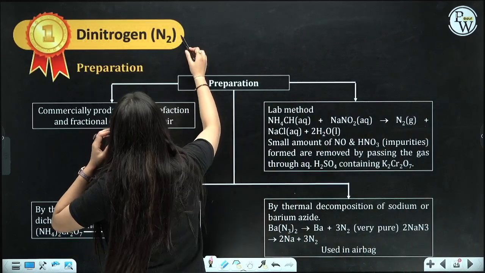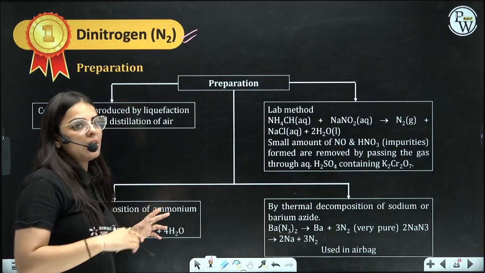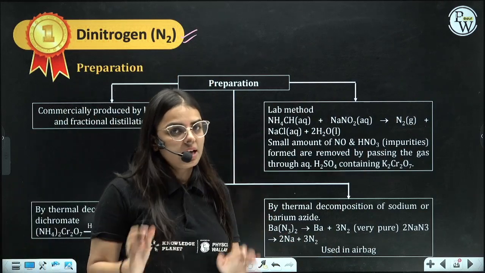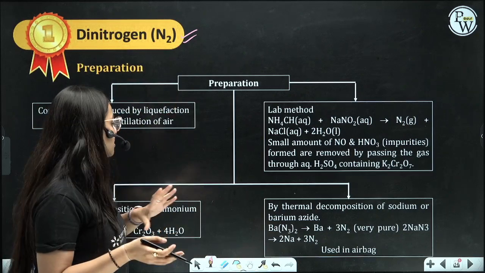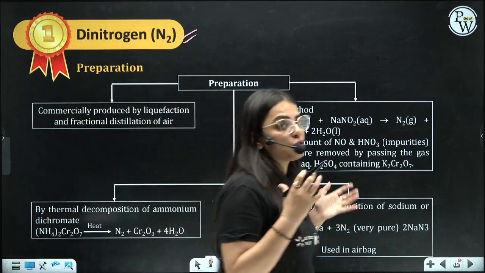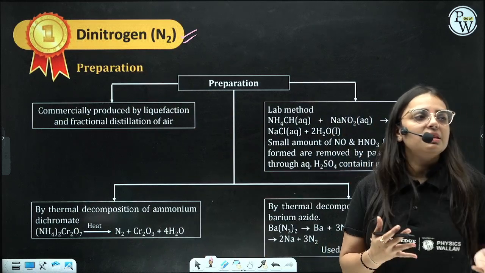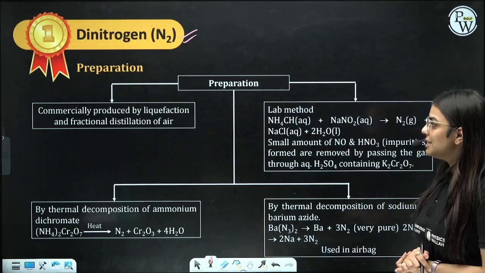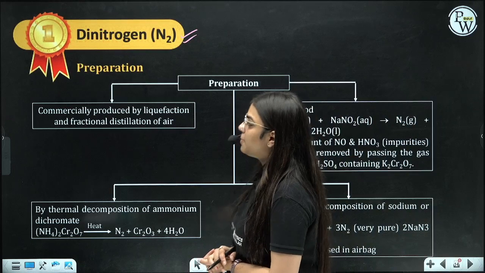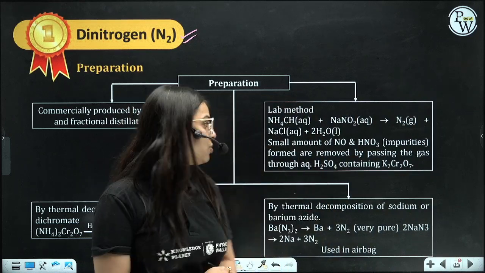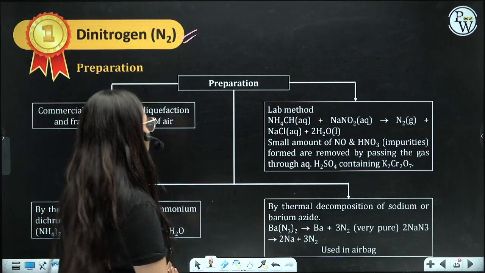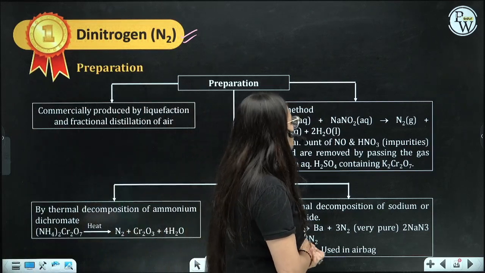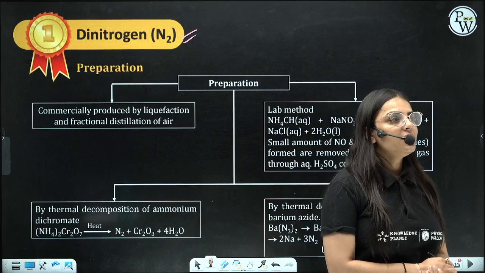Now students, we are going to start with the compounds of the nitrogen family. We are going to start with the very first, that is dinitrogen, also referred to as N2. Now how it is prepared: there is a table that I have brought over here, a kind of short summary through which you can learn easily. First of all, it can be prepared by liquefaction and fractional distillation of air. Also, you can prepare it by the laboratory method.